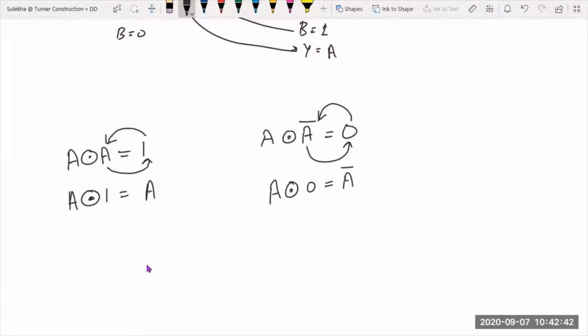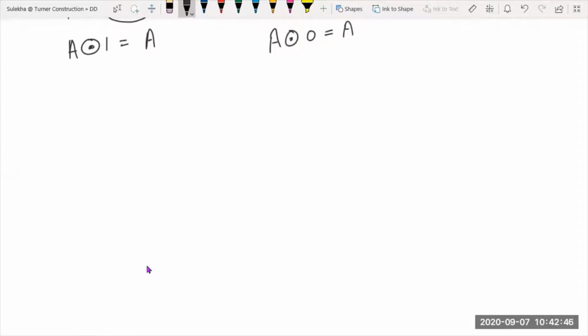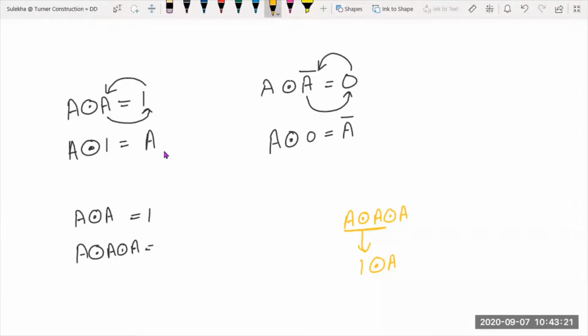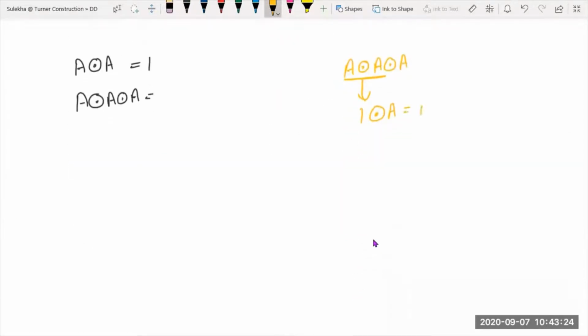Okay, let's come to when multiple inputs of the same type are there. If I do A XNOR A, that is equal to 1, you already know. What will happen if I do A XNOR A three times? We want to analyze what A XNOR A XNOR A is. I already know that A XNOR A is basically 1. So this is basically 1 XNOR A, and 1 XNOR A you already know from here is basically A. So this is nothing but your A.